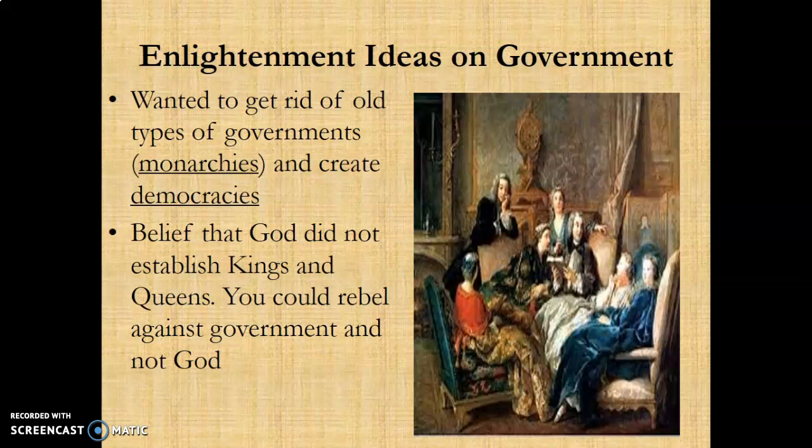Now, the reason why kings and queens have been around for so long was there was this link between a king and a queen and then God. Basically, they believed that there was this thing called the divine right, which is that God had established the king and queen. So if you rebelled against your king or queen, then that means that you were kind of rebelling against God. With the Enlightenment, people are going to realize that that logic doesn't really line up.